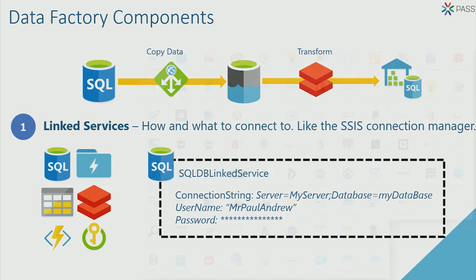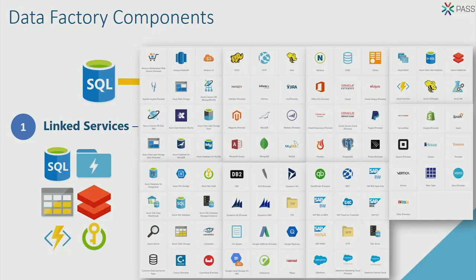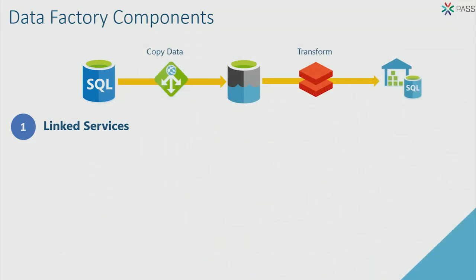And when I created this slide deck, I did a quick screen grab from the Data Factory portal, and I think we had 88 link services that we could connect to at the time. I think this list has probably grown or maybe even doubled by now. So Data Factory really can connect to anything. So those are our link services, number 1.